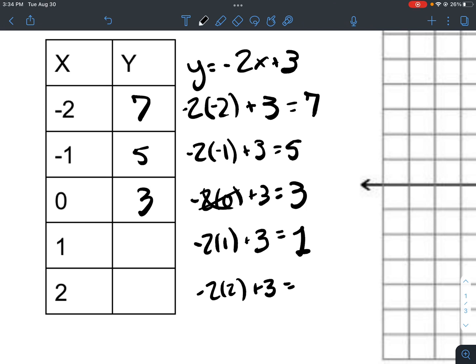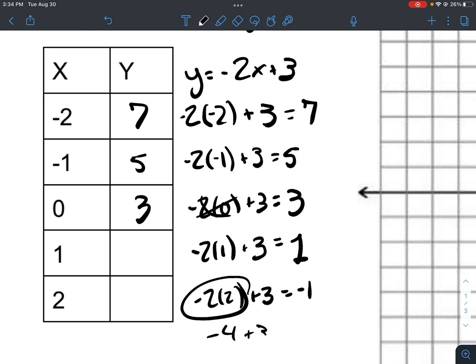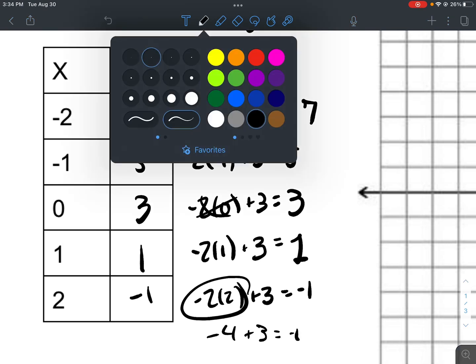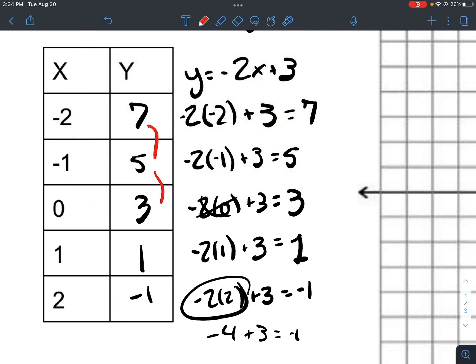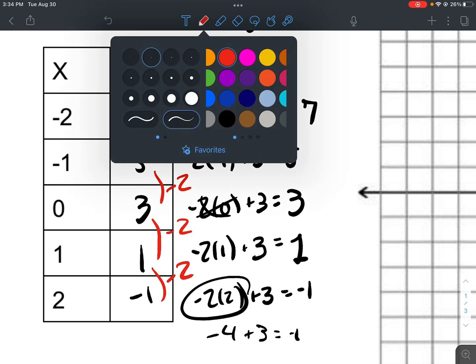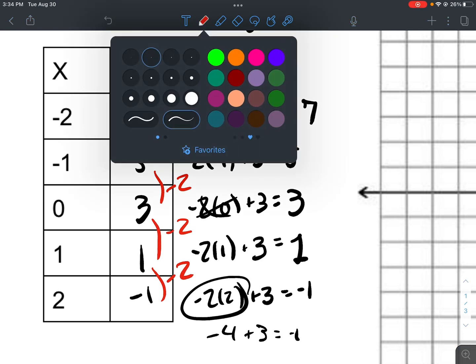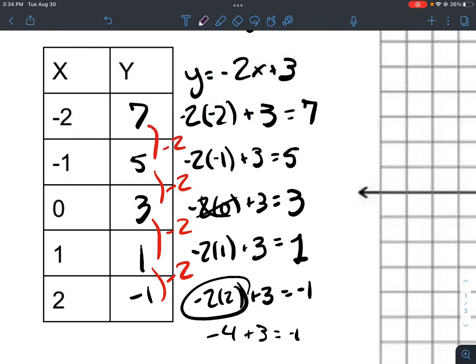Oh, excuse me. Negative 2 times 2 plus 3 is not equal to 1. It's equal to negative 1, because we got a negative 4 plus 3. That's equal to negative 1. So we have negative 1 and 1. Once again, we can check the decrease here is minus 2, and it's constant. So we know that we are in the right ballpark with our numbers.